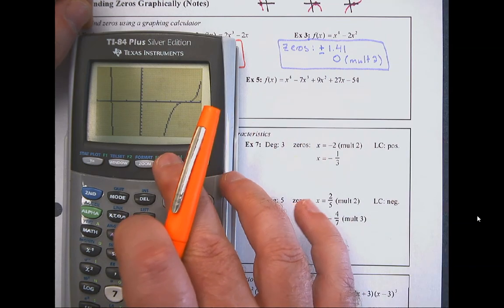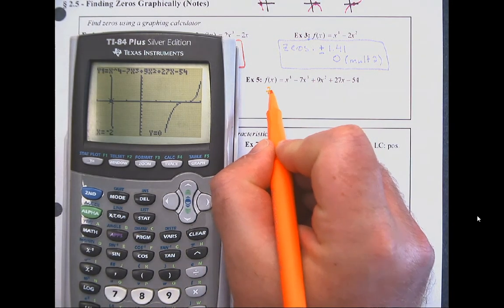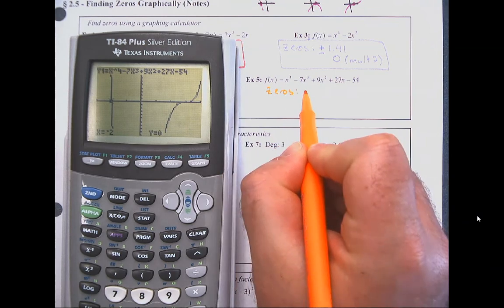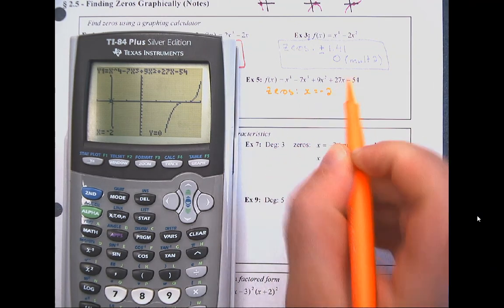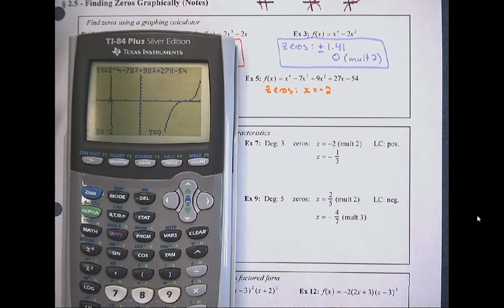Now I'm going to guess because I think these are going to turn out nice. I'm going to trace to -2. Yes. So one of my zeros is at x equals -2. Does this bust through or bounce? The line busts through the x-axis. So that's a multiplicity 1 or a multiplicity 3. But because it busts through straight, it's a multiplicity 1, which means I don't need to write it.